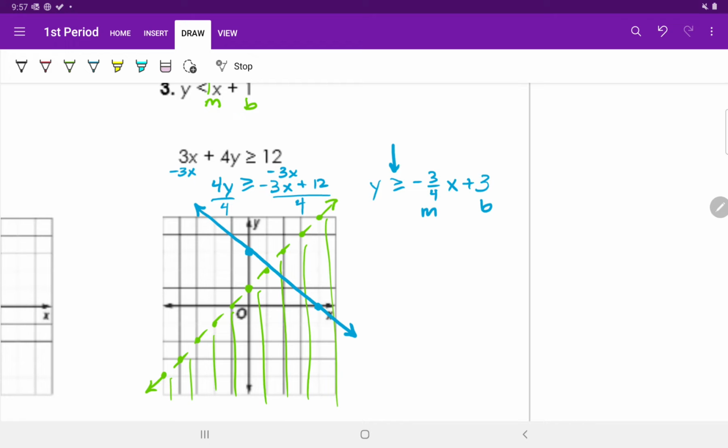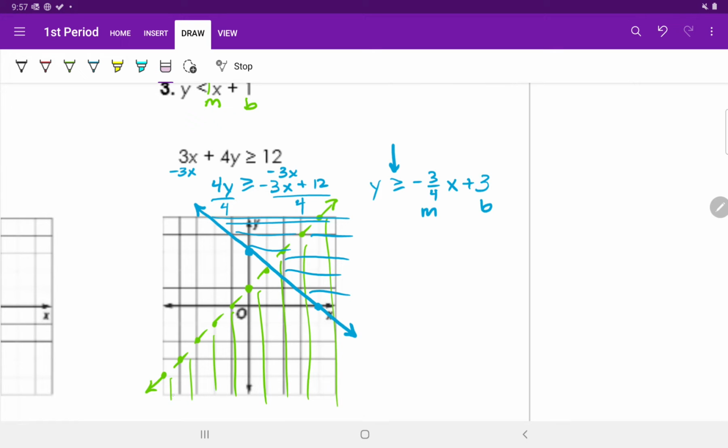And since it's a greater than, we will shade above the line. So that would be up here, above the line. Now let's try to figure out, based on our picture, which of these regions is our solution set. We need the region that is a solution to both the green and the blue problems.